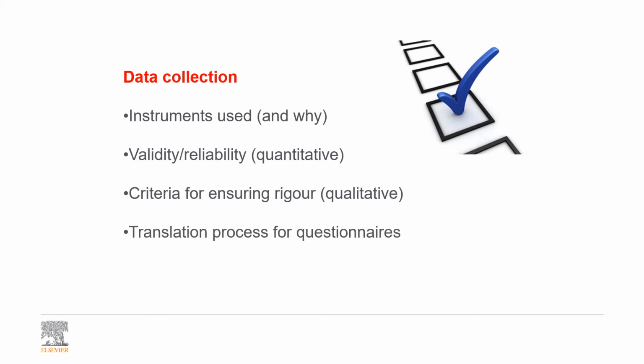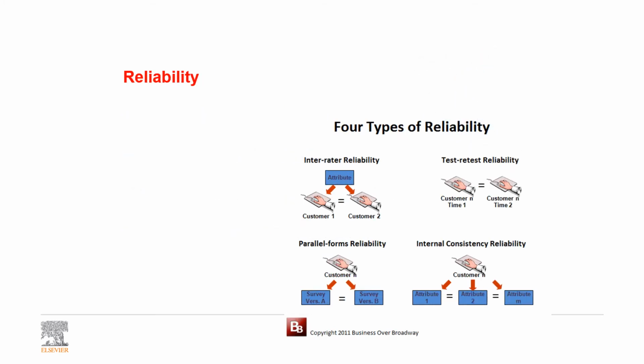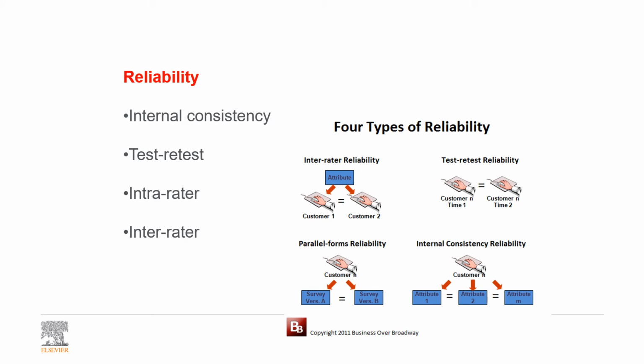And if you're using questionnaires, how were they translated? Were they already translated? Or if you translated them, what processes did you use? For reliability, say something about the reliability. You won't necessarily look at all these forms of reliability, but the possibilities are internal consistency, test-retest, intra-rater, and inter-rater reliability.